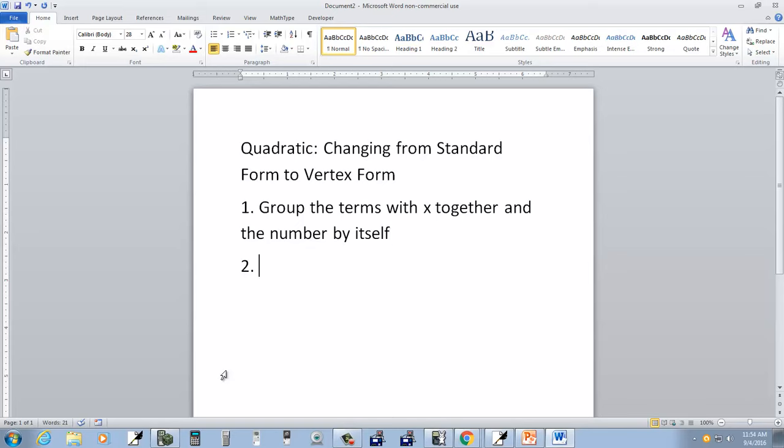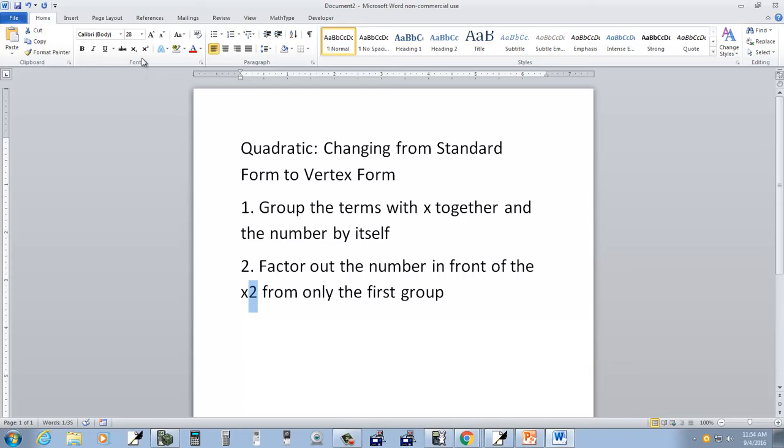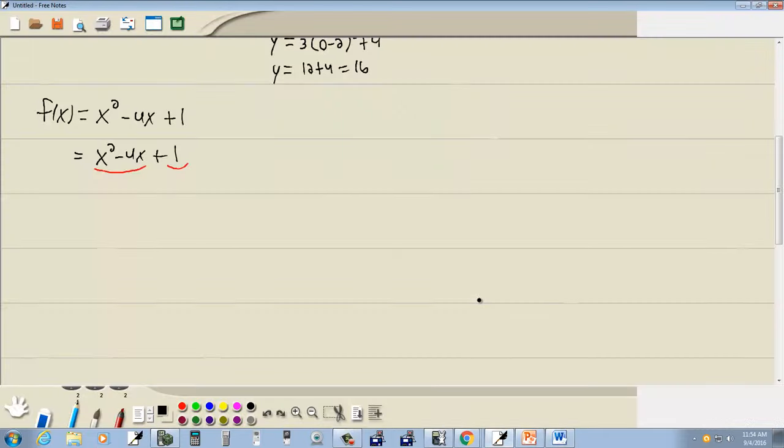Step 2, we're going to factor out the number in front of the x squared from only the first group. Well, the number in front of our x squared is a 1, so I factor out a 1, and that gives us x squared minus 4x. Doesn't change anything, does it? Okay.